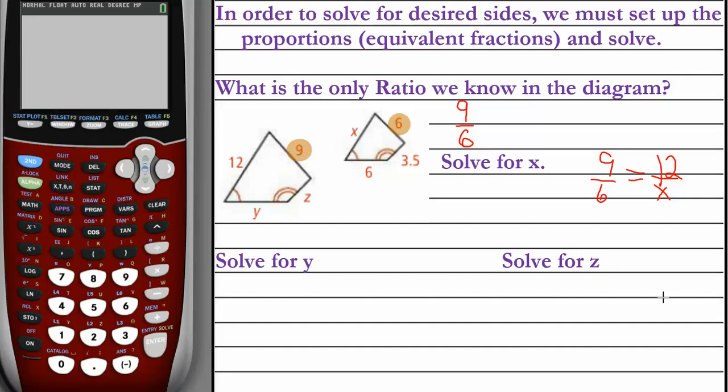Now to simplify your proportions, multiply by both denominators, times x times 6. Cancel out, and we are left with 9x equals 72. And to get rid of the 9, we divide by 9 on both sides. And we are left with x equals 8.